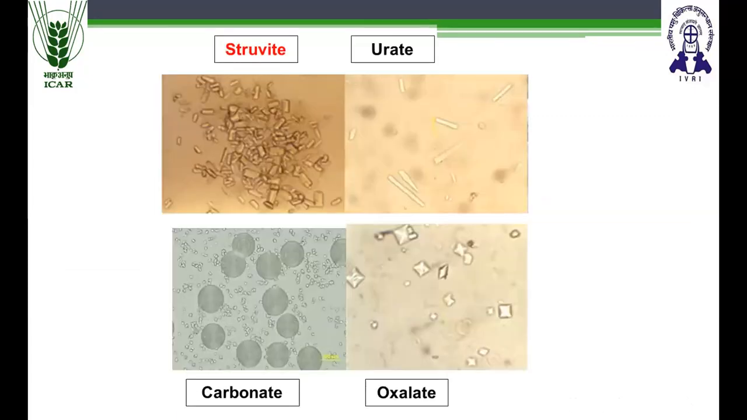Now I am mentioning the microscopic appearance of different calculi. Triple phosphate calculi have multiple shapes, especially prisms, either rhomboid or rectangular in shape. Urate calculi are amber colored, rectangular, visible as urate crystals. Calcium carbonate crystals are spherical with radiating striations, which is easily appreciable in this picture. Oxalate calculi have an envelope shape or dumbbell shape, which you can appreciate in this picture.